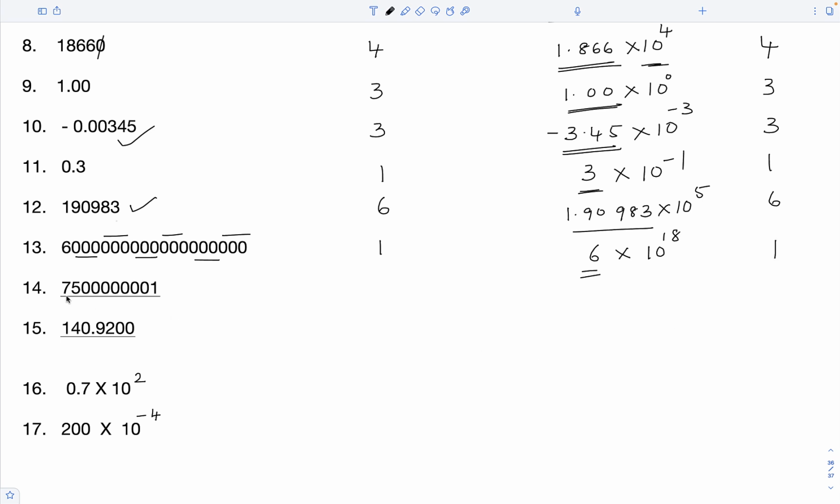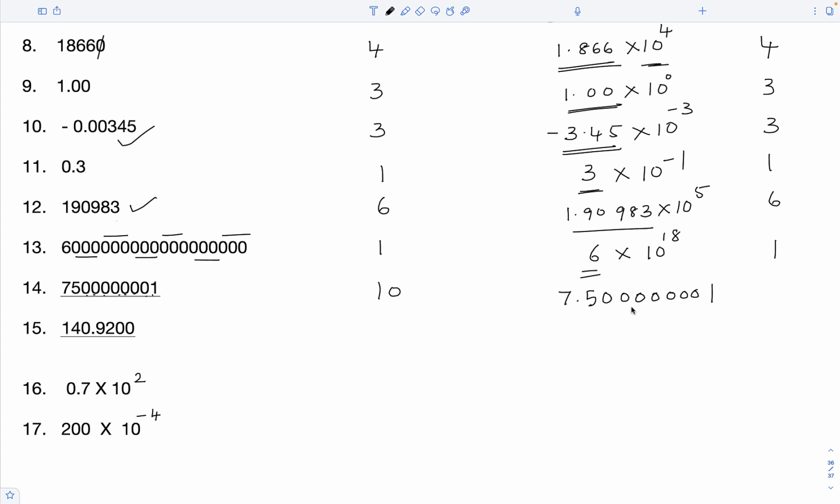And here we have how many? 1, 2, 3, 4, 5, 6, 7, 8, 9, 10. 10 significant figures. It can be written in scientific notation as 7.500000001.